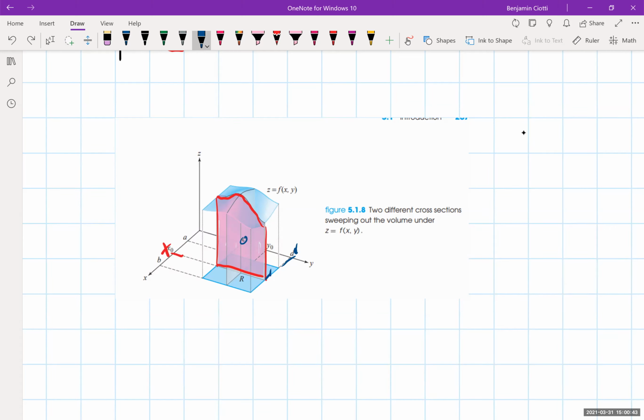Right, and that becomes the double integral to calculate the volume. So this thing would have area equaling the integral from c to d of f(x,y) dy. And then you would just integrate that from a to b, and that's how you would get one of the two formulas. And similarly, you could have found the other by taking cross sections perpendicular to the y-axis.